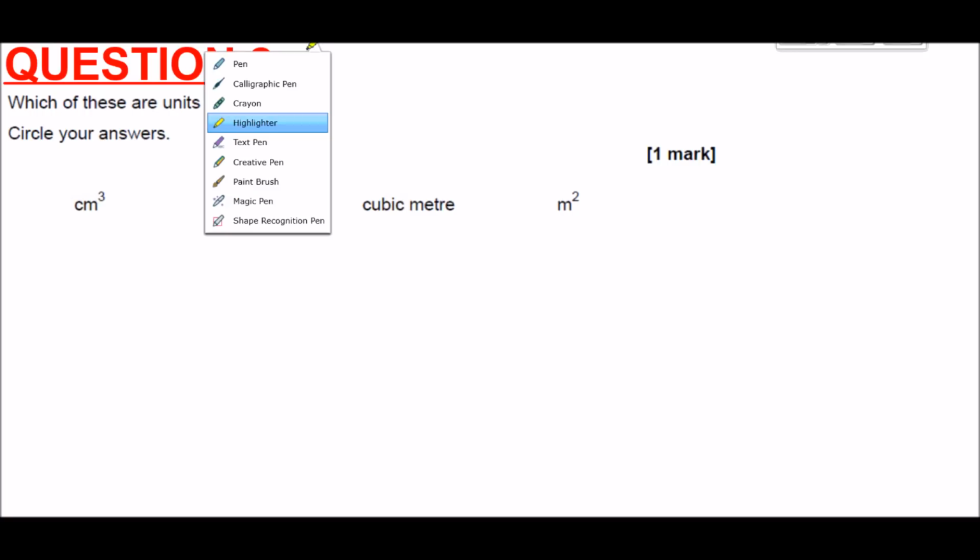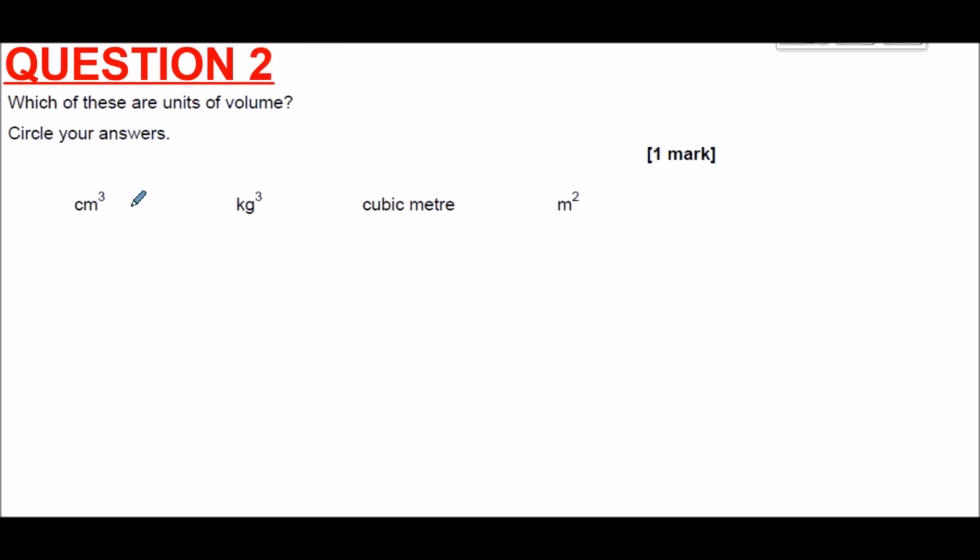Question 2, which one of these units is a unit of volume? Well, notice here it says units. I know normally AQA put in multiple choice and you just have to circle one, but it says units, circle your answers. So answers plural, not singular. We're going to have to be circling at least 2. So let's have a look at what we've got so far.